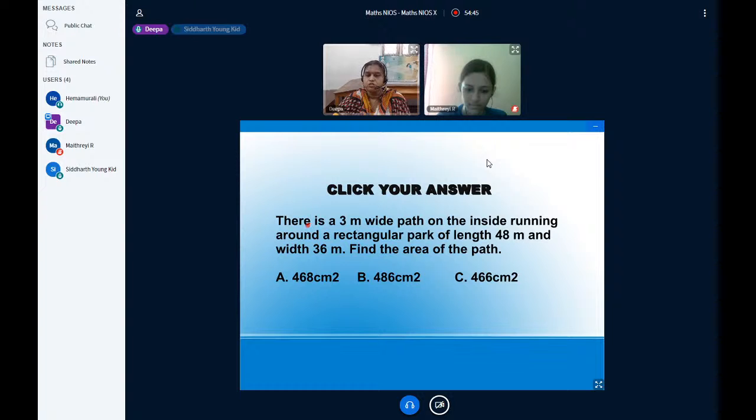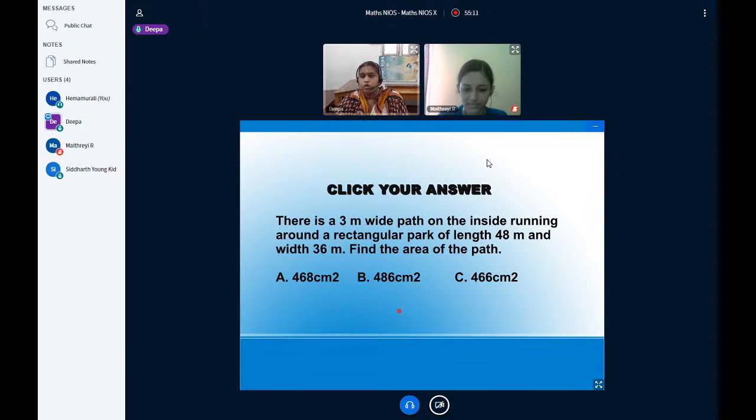Now, there is a 3-meter wide path on the inside running around a rectangular park of length 48 meter and width 36 meter. Find the area of the path. Normally we will add the path width, but when they say inside running around, it means you are going inside.